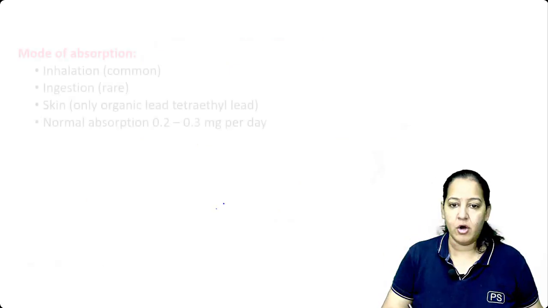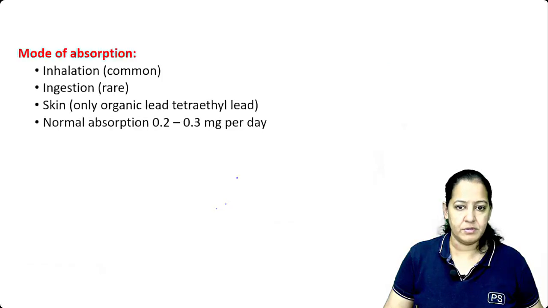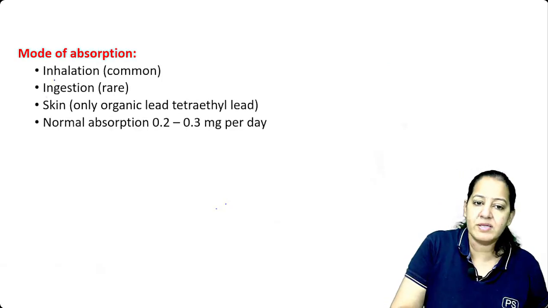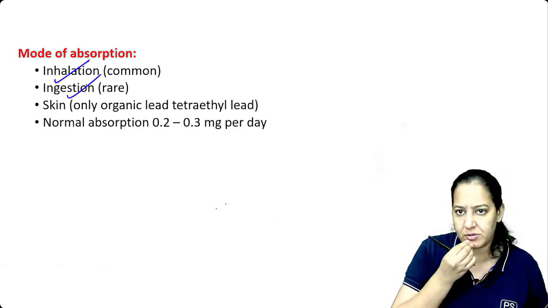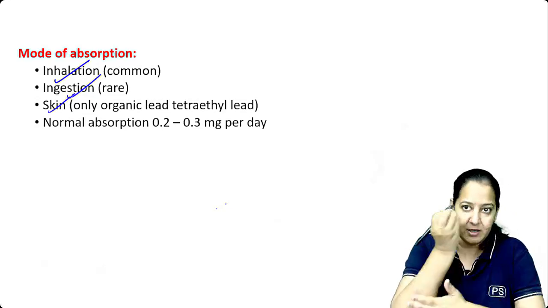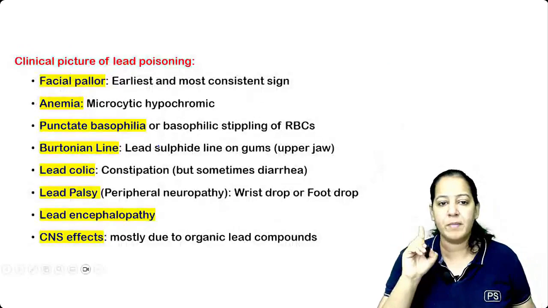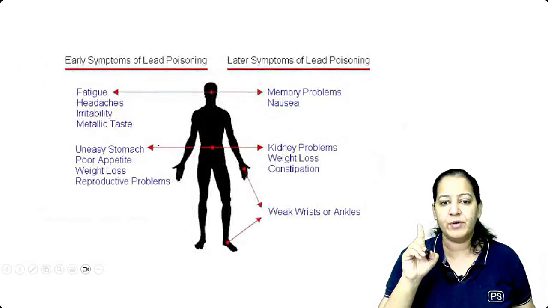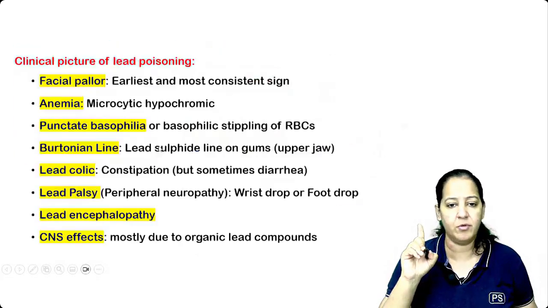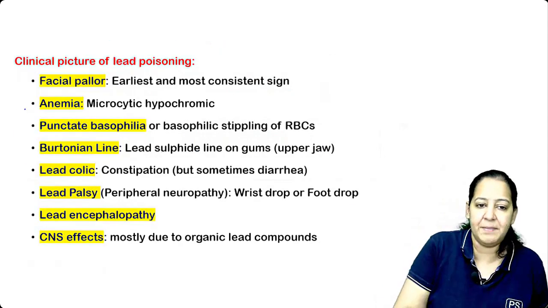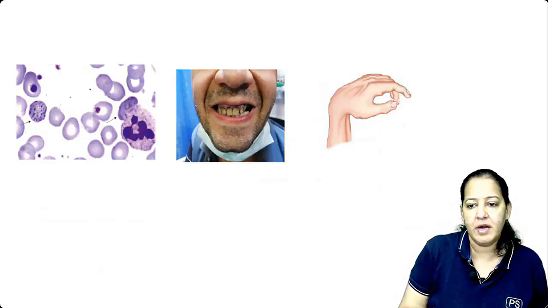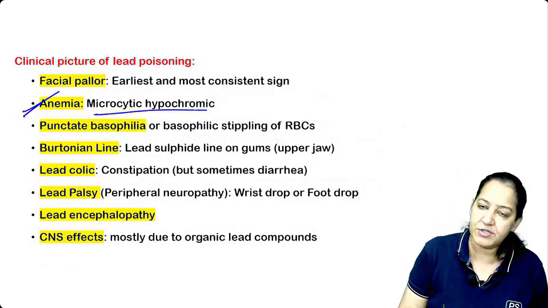It's a question. Got it? So the most common route is inhalation, followed by ingestion, rarely eating, and followed by skin. Through skin also it can enter, but most common is inhalation. So what will happen? You can see the person has anemia. Number 1, anemia. Which anemia? Microcytic hypochromic anemia.